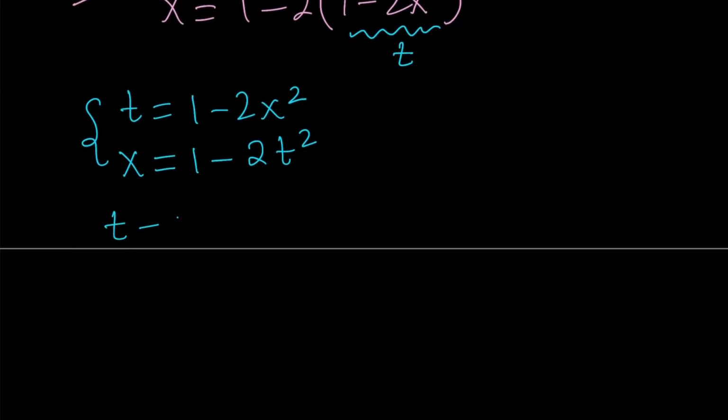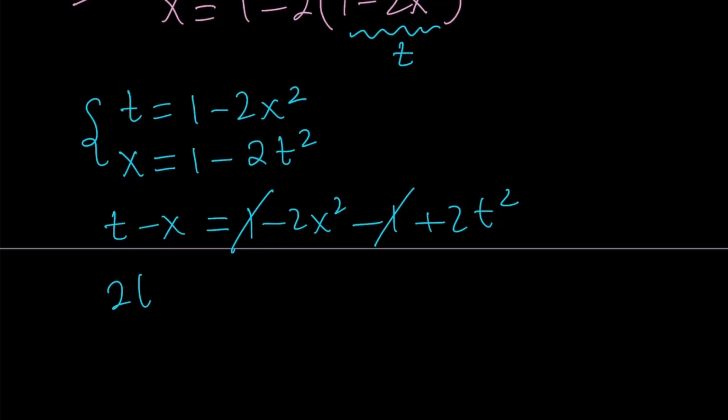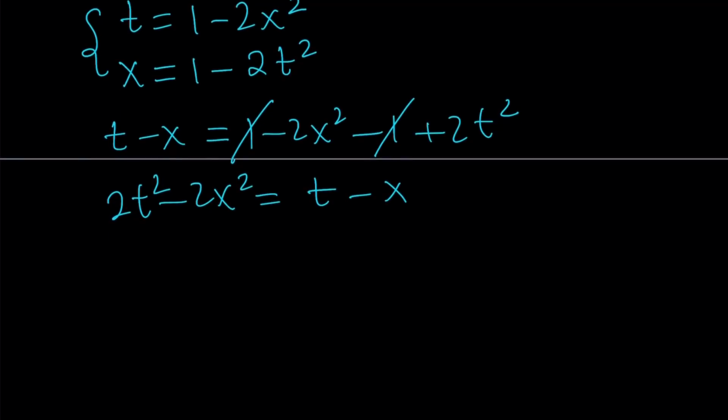We get t minus x. When we subtract 1 minus 2x squared from 1 minus 2t squared, the 1 cancels out, and we end up with something like this: 2t squared minus 2x squared equals t minus x. At this point, it might be tempting to factor out t plus x, t minus x, and then cancel out the t minus x. You should never do that.